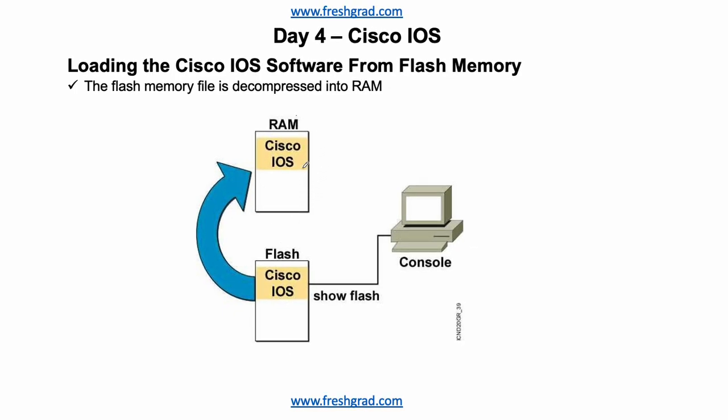So next, loading the Cisco IOS software from the flash memory. What happens? You can run the command show flash and you can see what files are stored in the flash storage. And if it's fine, Cisco IOS is loaded into RAM. The flash memory file is decompressed into the RAM and it will load the IOS operating system.